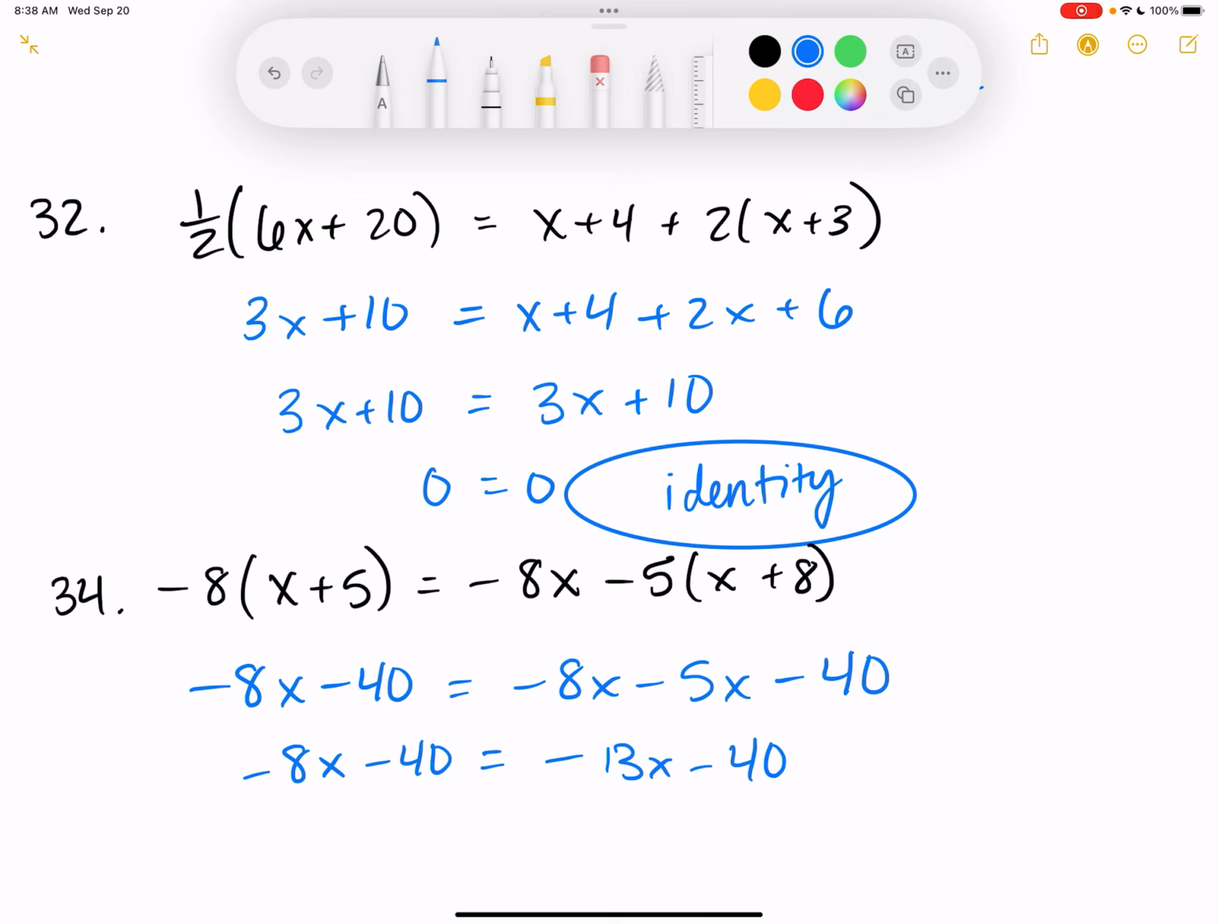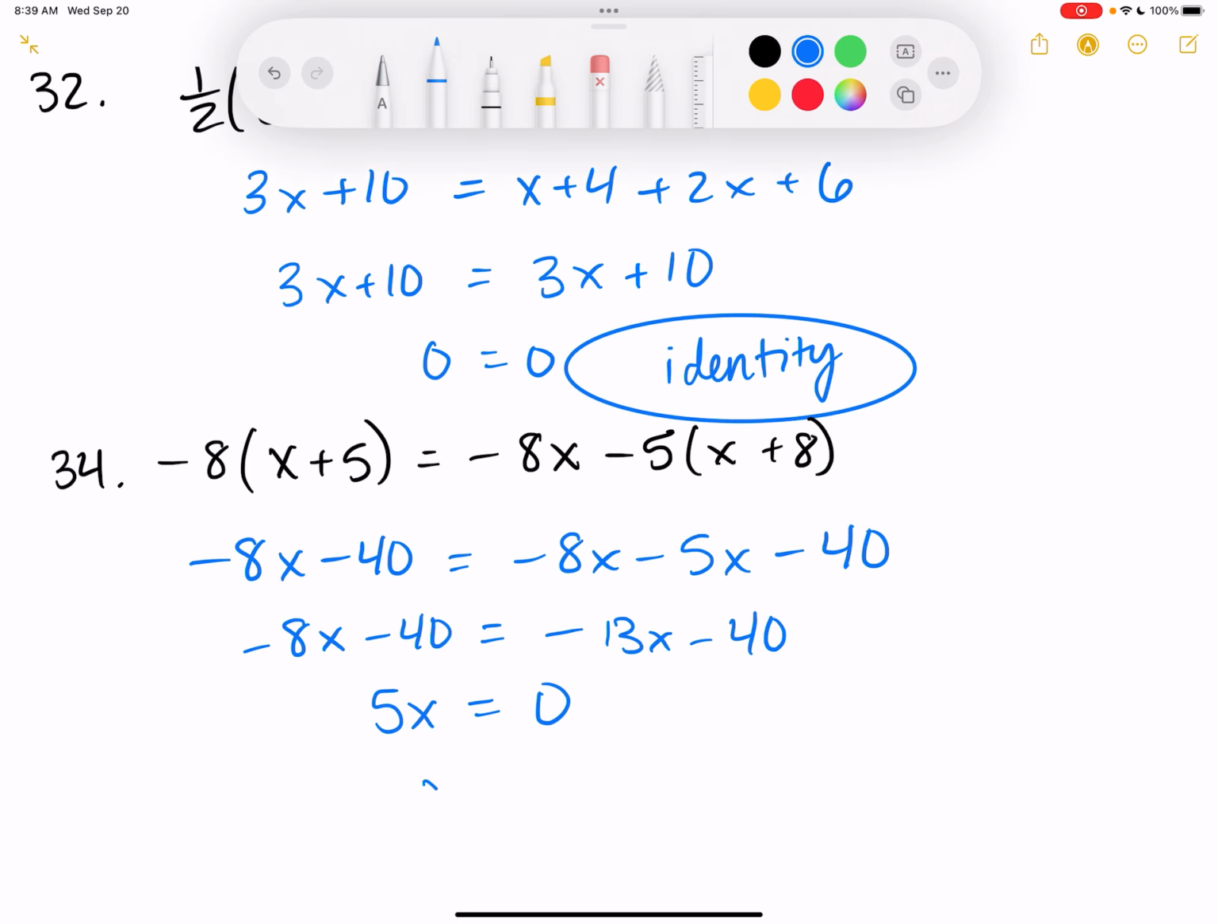Yep. Add 13, or 13x I should say. So it's 5x is equal to 0. So x equals 0. So what kind is this? Identity, conditional, or contradiction? Conditional.